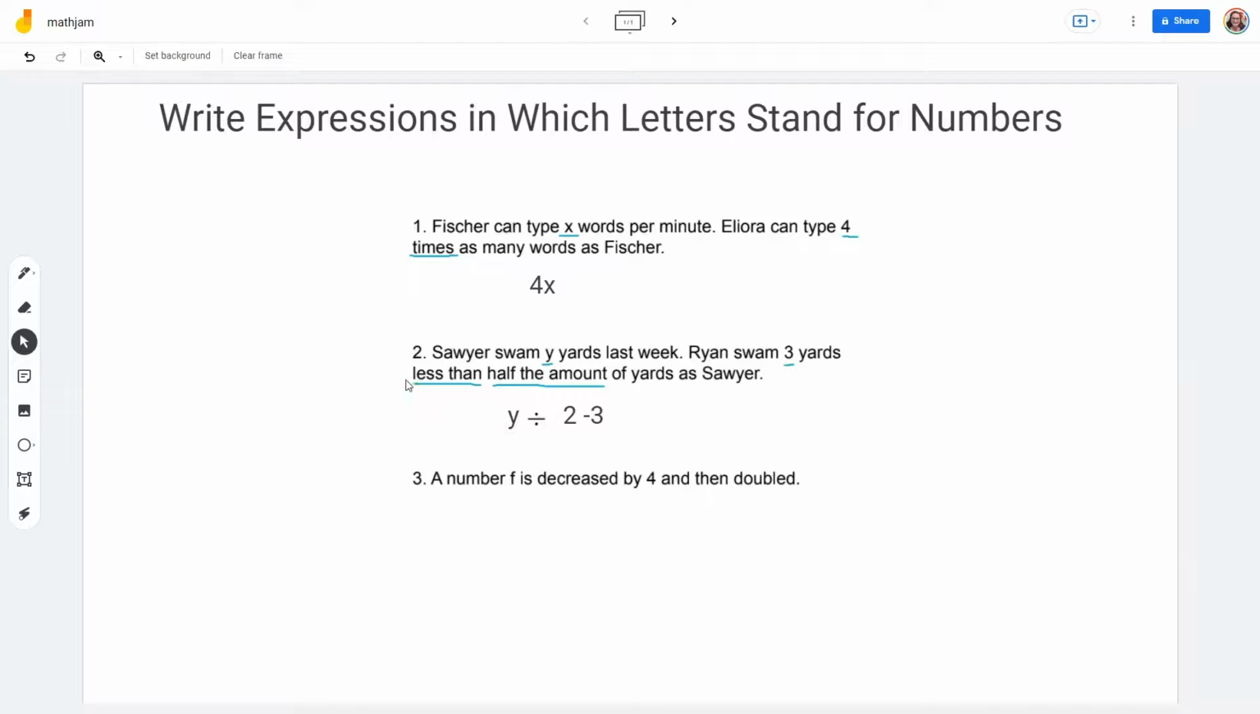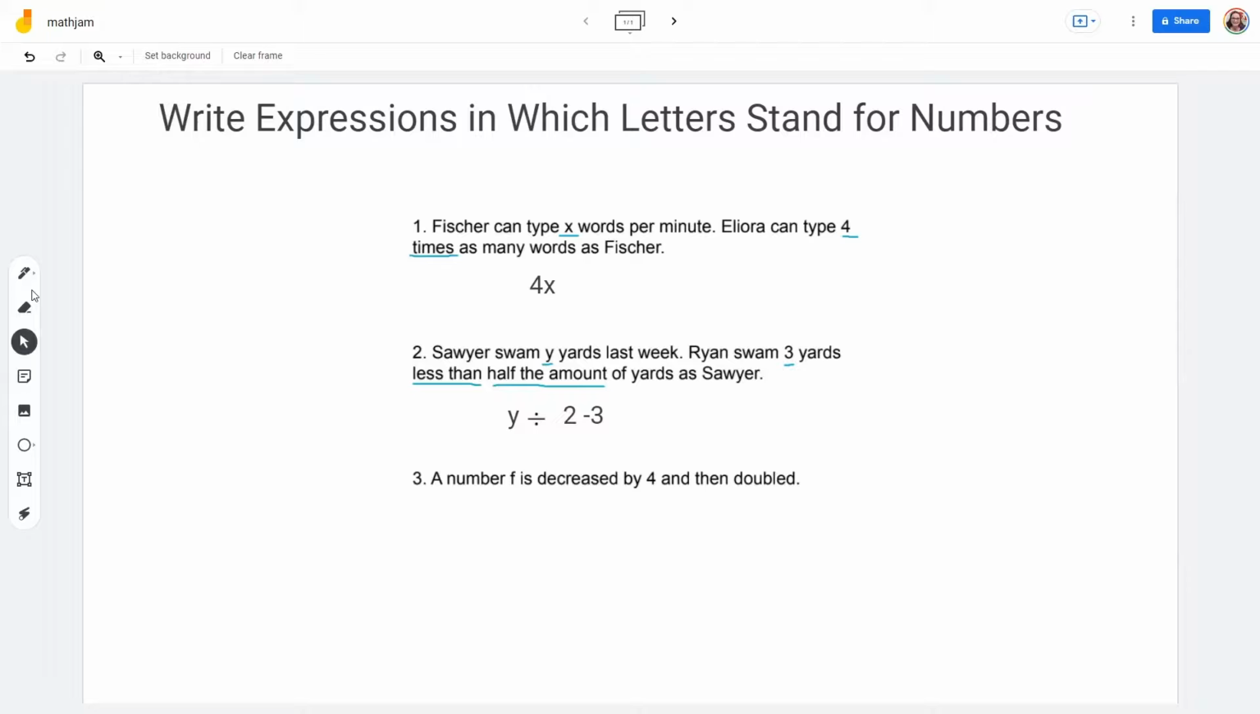Okay, let's read it again. Sawyer swam Y yards last week. Ryan swam 3 yards less than half the amount of Sawyer. So we have Y, which is how many yards Sawyer swam, divided by 2 so that we can make it in half. That's our half the amount, minus 3 because that's 3 yards less. All right, let's take a look at the last one.